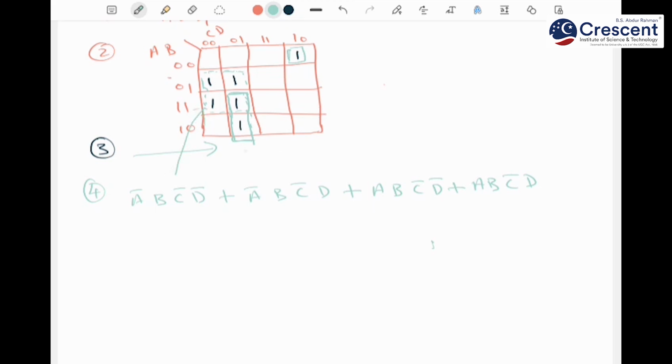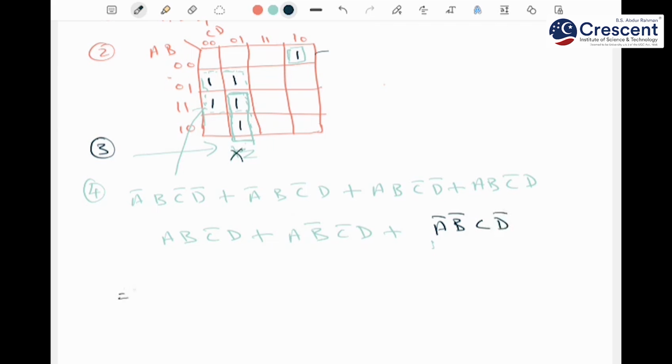Now coming back to group 2, this one you can write as A, B bar, C bar, D. These two terms are over. Next one is this single cell which we cannot reduce, so it will be A bar, B bar, C, D bar.